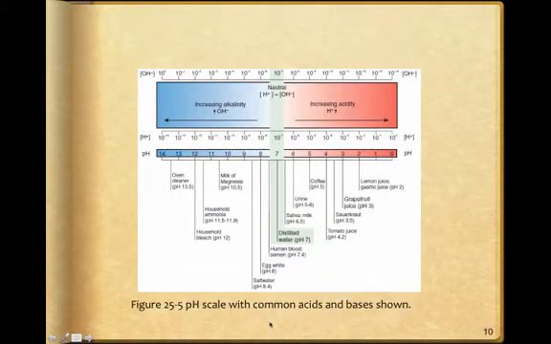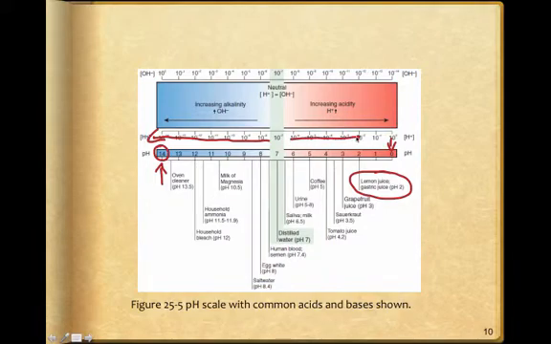The pH scale with common acids and bases is shown, and I want to remind everybody that this is a logarithmic scale, and what that means is the lower the number gets, the more acidic something is. And the higher something gets, the more alkalotic the substance is. So this is super alkalotic as we go this way, and this is super acidic as we go this way.